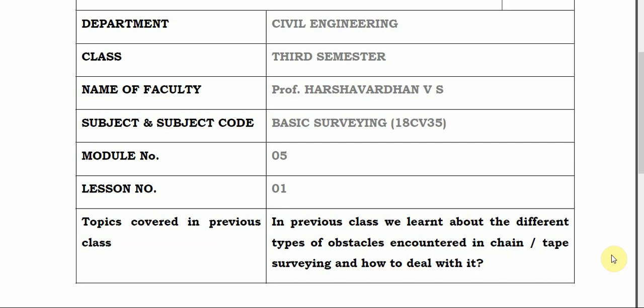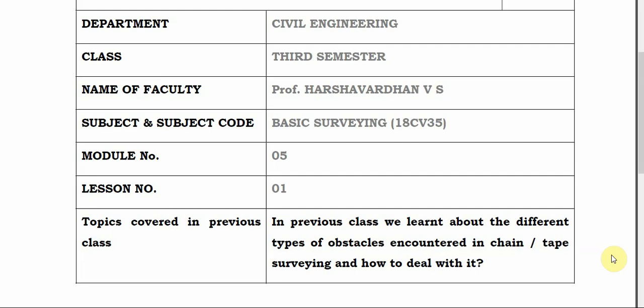One example of obstruction to ranging only is a forest. One person is standing at one end of the forest, the other person is standing at the other end of the forest. They cannot see each other. So this is an obstacle to ranging only. But you can measure the distance between point A and point B. So it is not an obstacle to chaining.